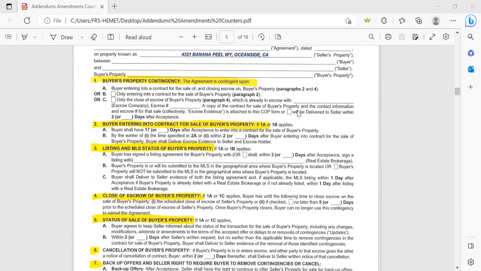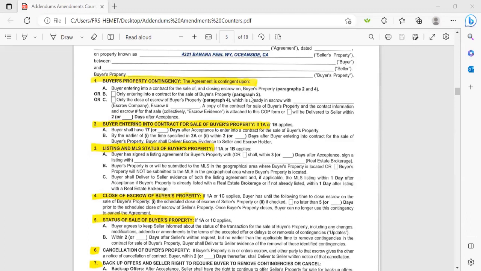So, buyer's property contingency. This agreement is contingent upon one of these things. It's contingent upon the buyer entering into a contract for sale and closing escrow on buyer's property. All right, so that's one option. Option B is only entering into a contract for the sale of the property.